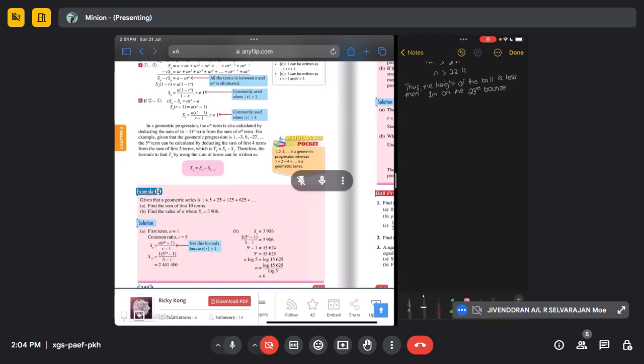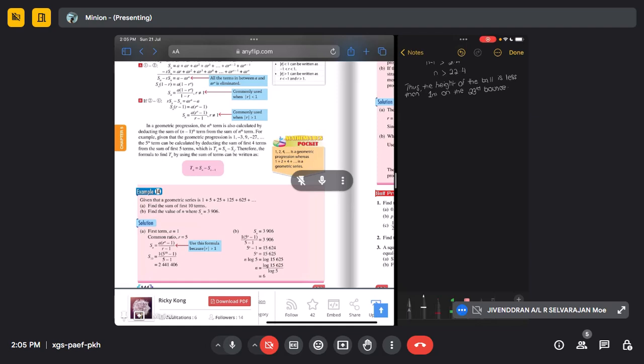So as you can see from the question, they have given us the first term, which is 1, and the common ratio you can find by yourself, t2 divide t1, which is 5 divide 1, which is 5. They are asking the sum of the first 10 terms, so it will be S10. S10 equals, you can sub all the info into the formula, 1 in bracket 5 to the power of 10, 10 is the n, minus 1 close bracket over 5 minus 1. Press the calculator and you will get 2441406.